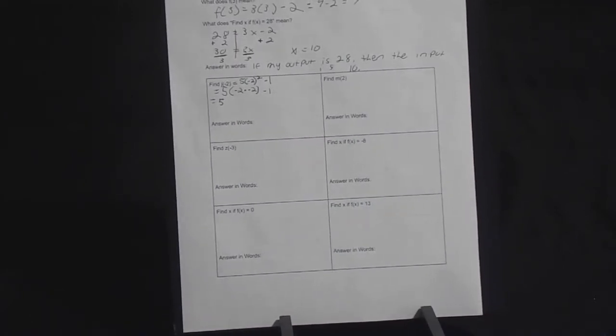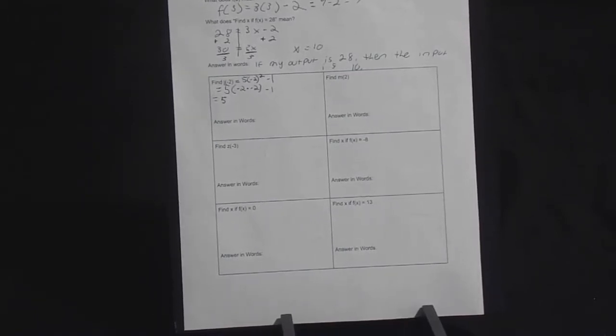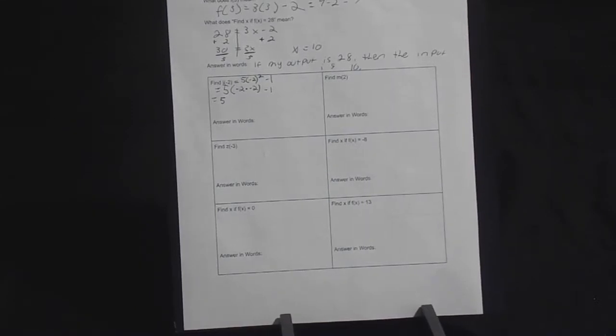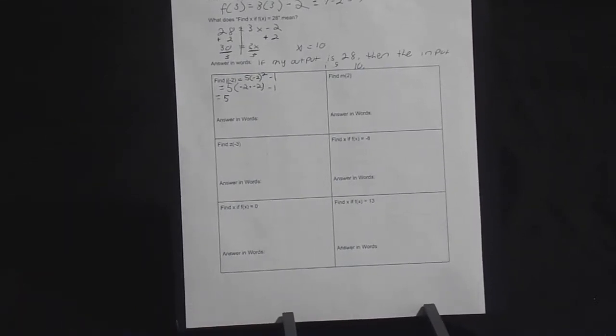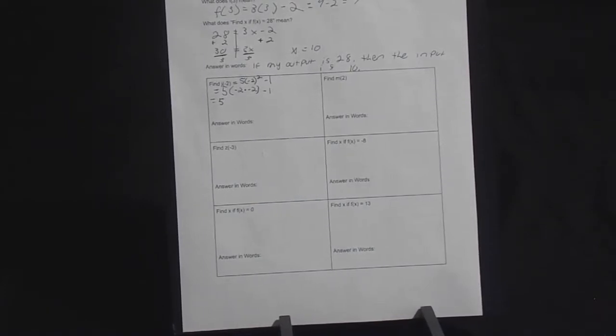And so x equals 10. My answer in words is: if my output is 28, because it equaled 28, then the input is 10. Because the x I found, which is the input, would have been 10. So if I plugged 10 into my equation and did 3 times 10, that would be 30 minus 2, which is 28. And so, moving on past that, we have some more examples.